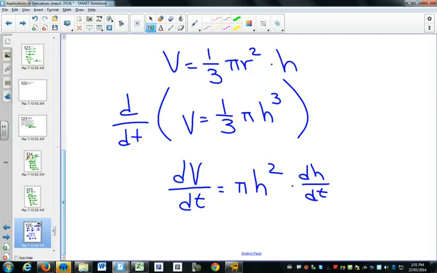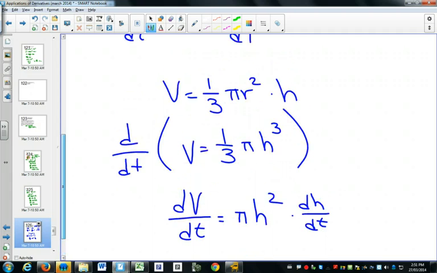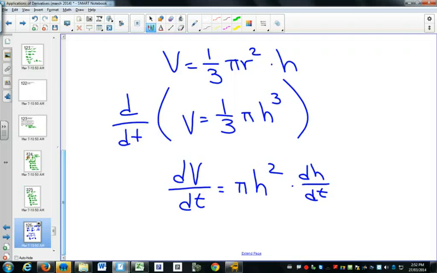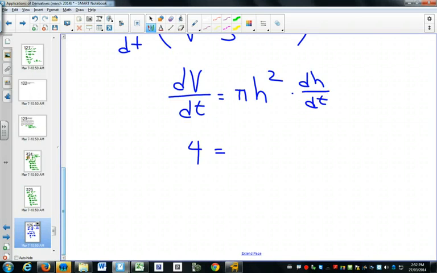So now, what do we know? We want to find this dH/dt. Do we know dV/dt? Maybe, if we looked above and said, hey, there it is. Oh, 4, there it is. So this will be 4. At what height do we want to find it? At 3.